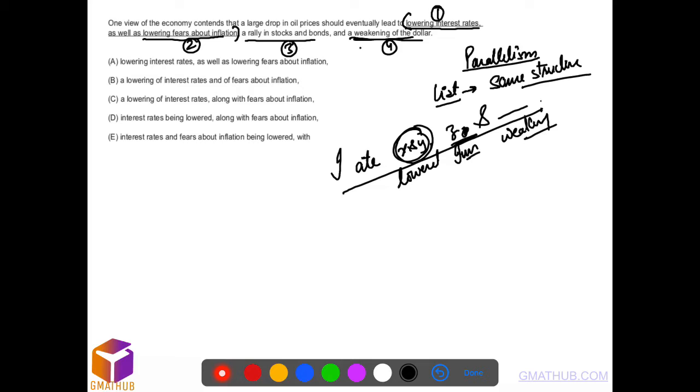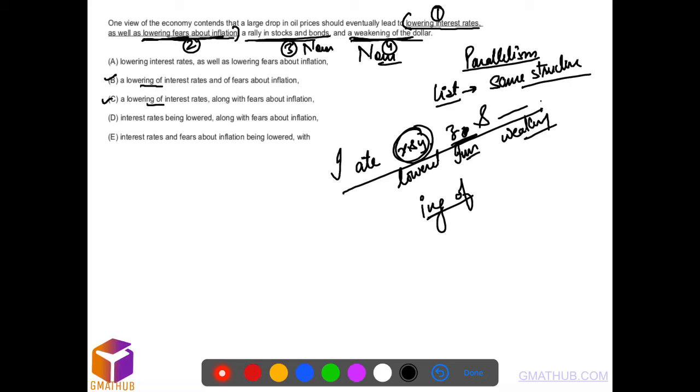Now weakening of is a noun. Rally in stock prices is also a noun. Lowering fears, now this is not a noun. So when we use the ing form as a noun, it has to be ing of, like a weakening of, lowering of. So it's between B and C because of that.